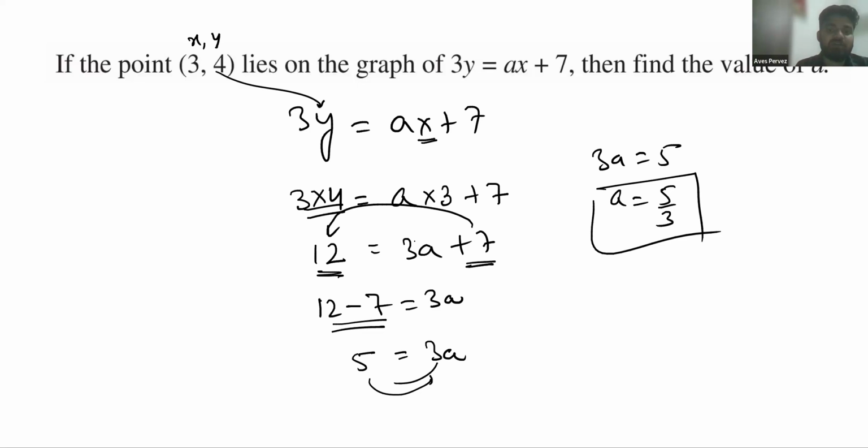So 3 into a, you will get 3a plus 7, as in the equation that is given to you. Now you will subtract, because 3 fours are 12. Now you will get 12 minus 7. What will you get? 12 minus 7 is 5. Alvina, did you understand? Yes, sir.